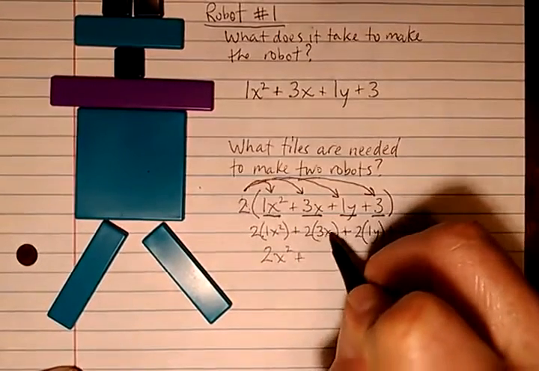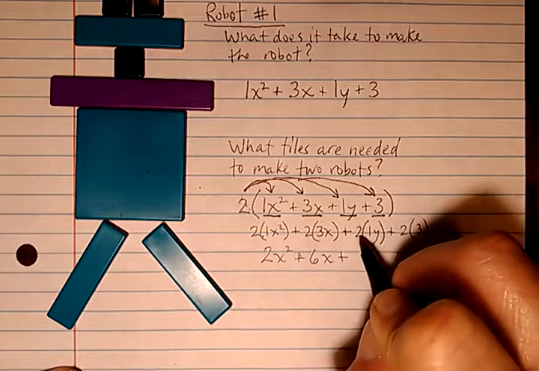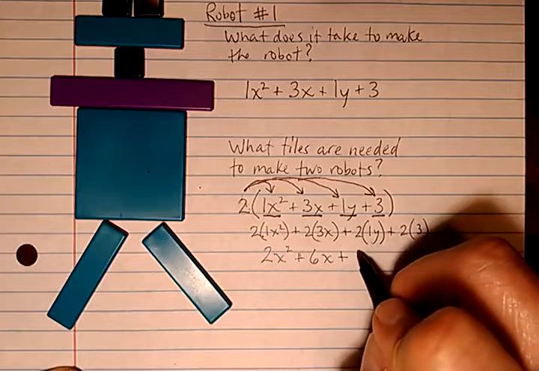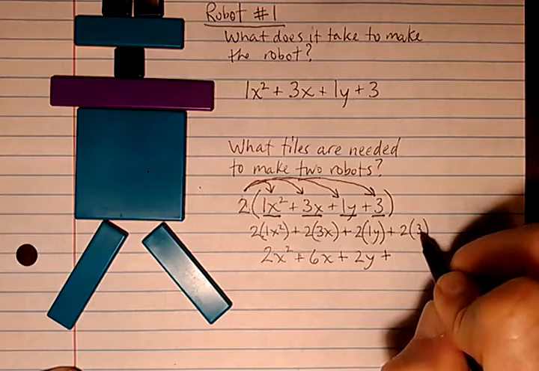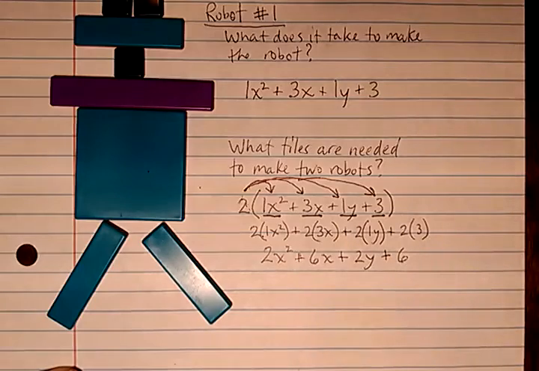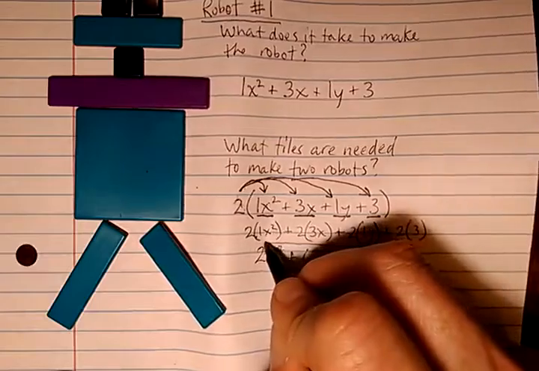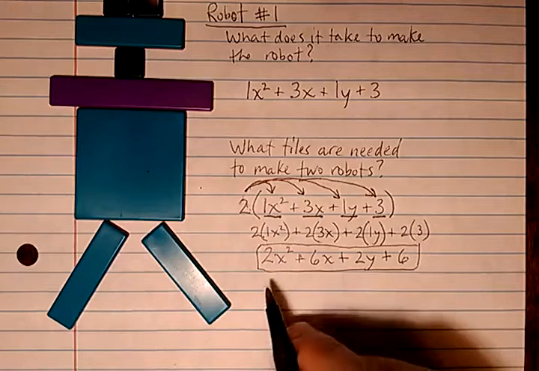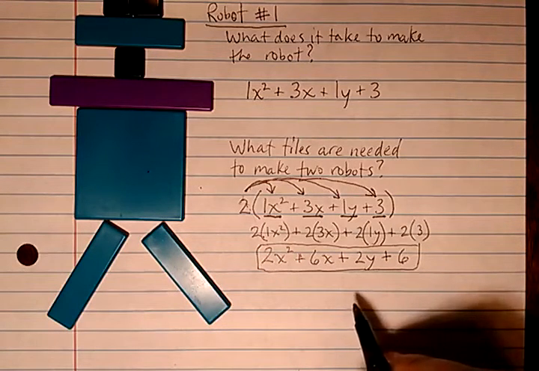Okay, 2 times 3x would be 6x, so we're going to need 6 of the x tiles to make 2 robots. We only had 1 y in the first robot, so we're going to need 1 more in the second. 2 times 1 is 2. 2 y's are needed for 2 robots. And the little ones, there were 3 of them. 2 times 3 is 6, so we'll need 6 of those little ones to make 2 robots. There's our answer. These are the tiles that we would need to make 2 full robots.